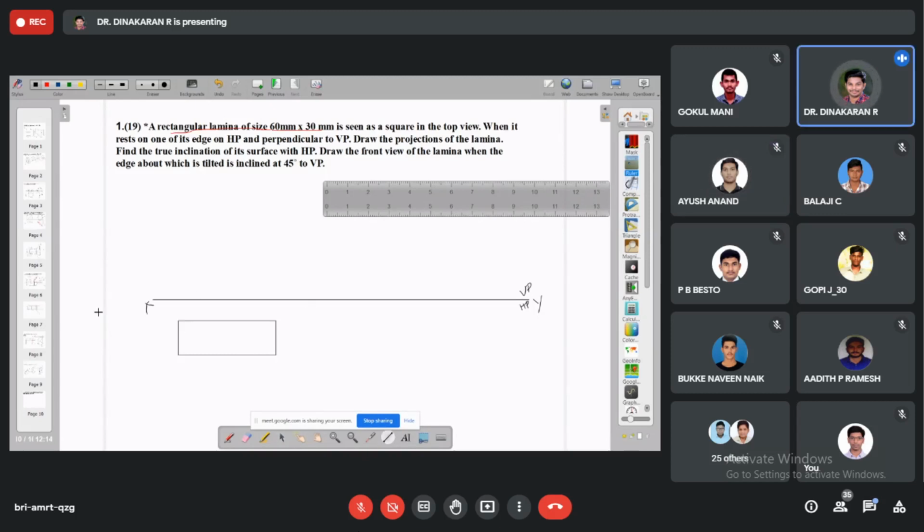First we need to draw a rectangle of size 60 into 30. I am not going to draw the dimensions. First draw a rectangle, because they told us it rests on one of its edges on HP and perpendicular to VP. Draw the projection of the lamina. So directly I am drawing it with one of its edges on HP, and finally I am projecting the points of the lamina.